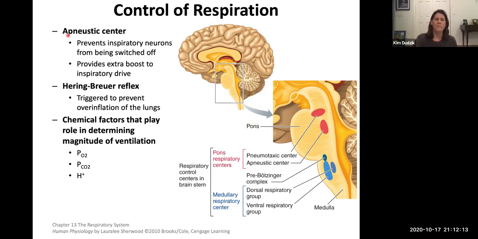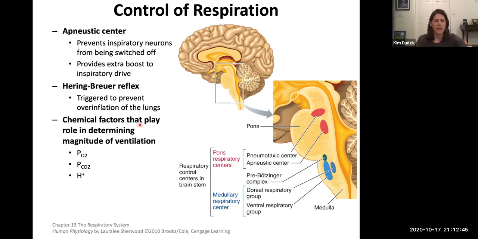Okay, so apneustic prevents the inspiratory neurons from being switched off and gives an extra boost to the drive, whereas the pneumotaxic can inhibit that from occurring. And then we have something, and I'm not going to worry too much about this semester, called the Hering-Breuer reflex that just triggers to prevent overinflation of your lungs. So suffice it to say our brain has that control.